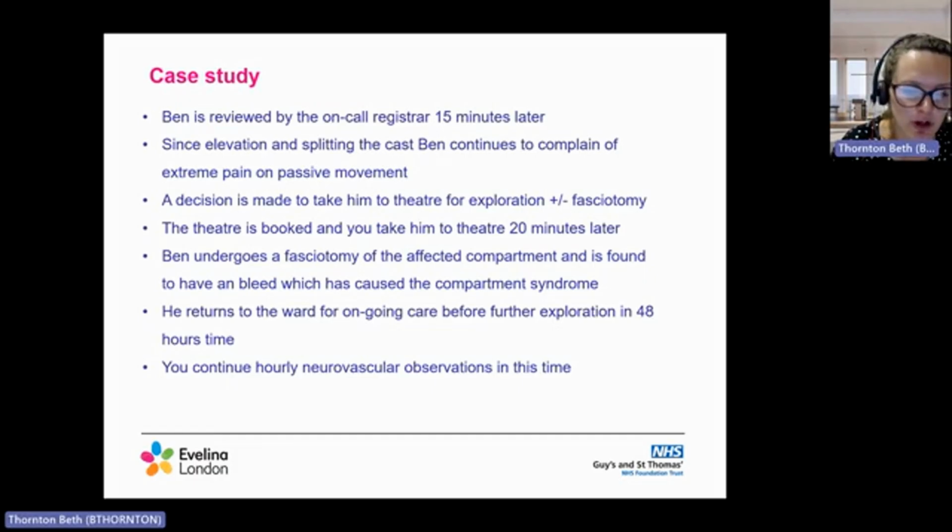He returns to the ward for ongoing care before further exploration in 48 hours' time. And you continue hourly neurovascular obs in this time. So he's still at very high risk of redeveloping compartment syndrome. So you want to make sure that you continue to assess regularly.